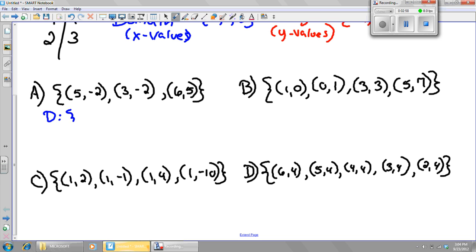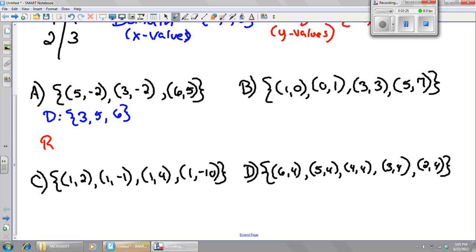So my domain is going to be 5, 3, and 6. Now I guess it would look better if I did it this way. It's going to be 3, 5, 6. Put them in sequential order, and that way the reader can tell exactly what's going on.